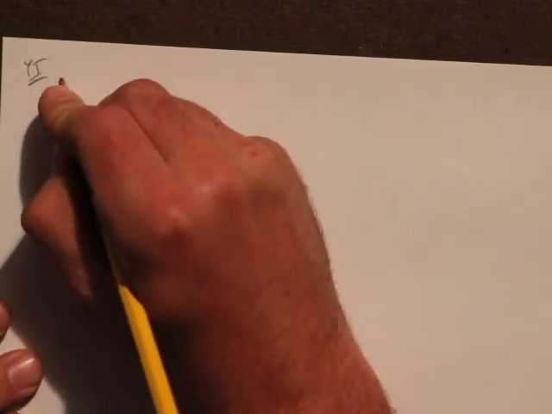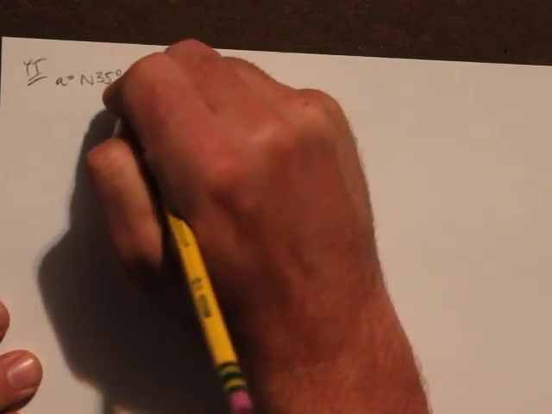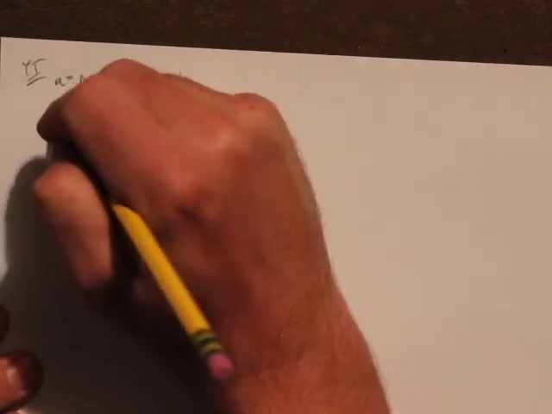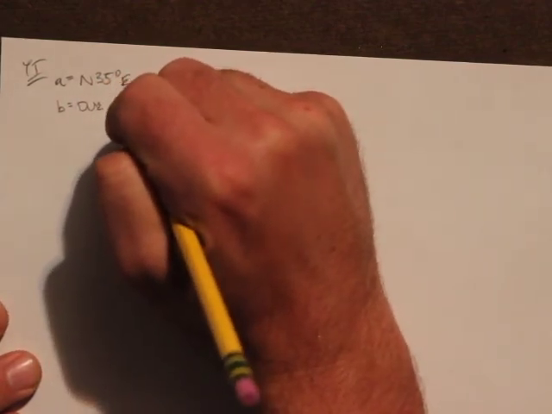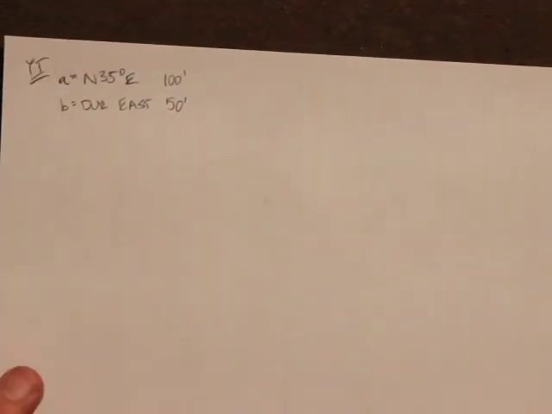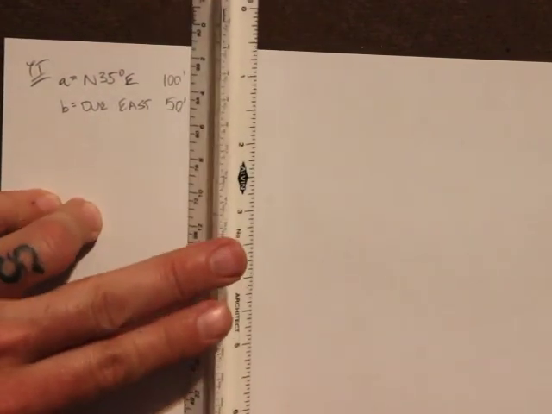So my vector A, north 35 degrees east at 100 feet. And then vector B, due east 50 feet. Okay, so I'd like you to go ahead and try this one, pause it, and then come back and we'll do it together. All right, let's see how you did. So let's go ahead and draw this guy.